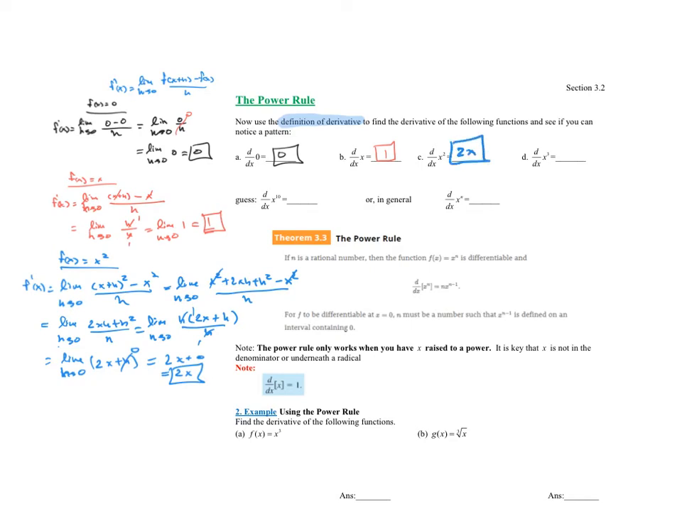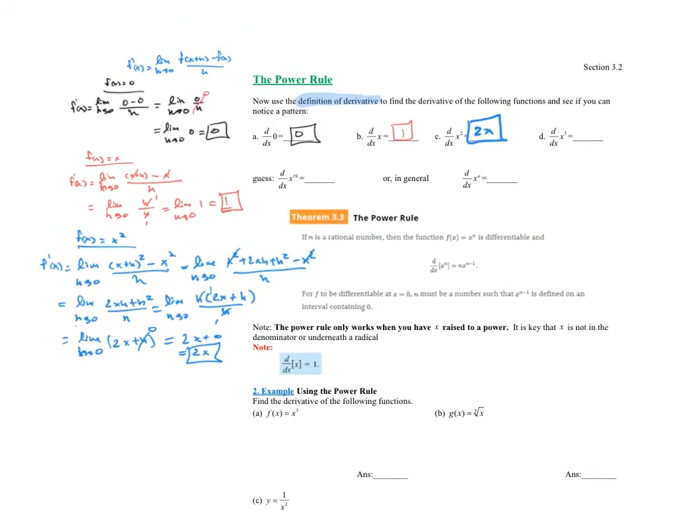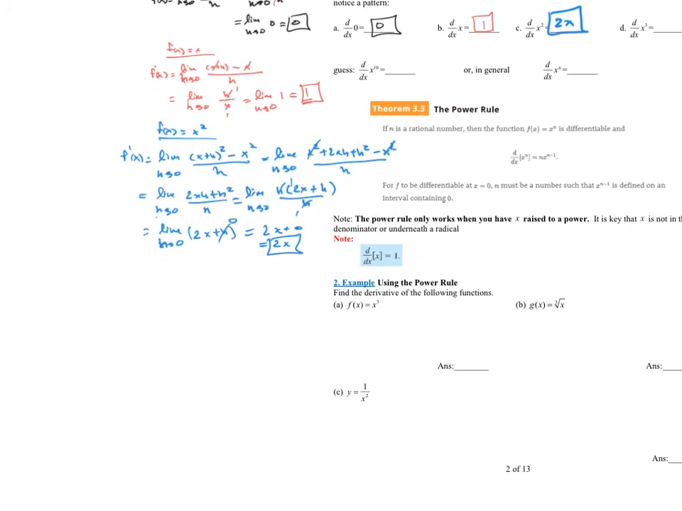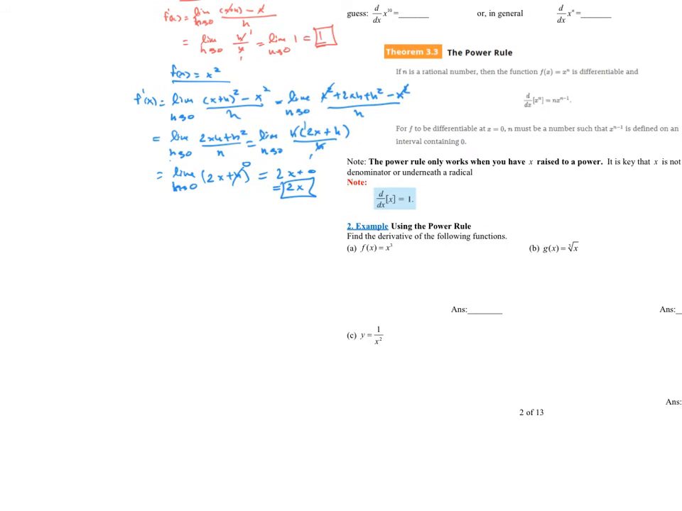Okay, let's continue on. I'm going to do this one right below it. I need to do x cubed now using the definition of derivative. So our function, I'll use green here, is f of x equals x cubed. So f prime of x equals the limit as h approaches 0 of f of x plus h.